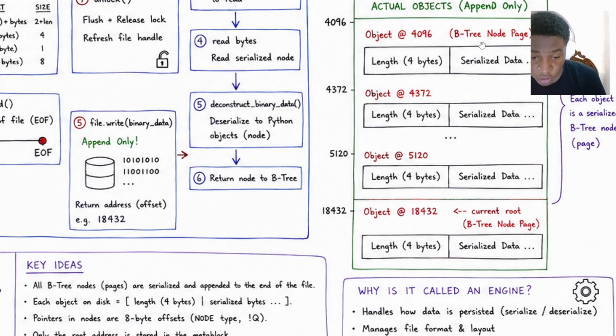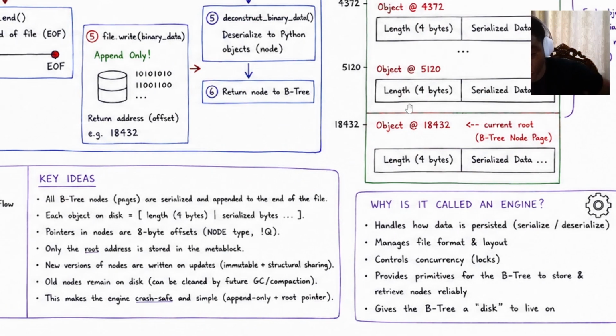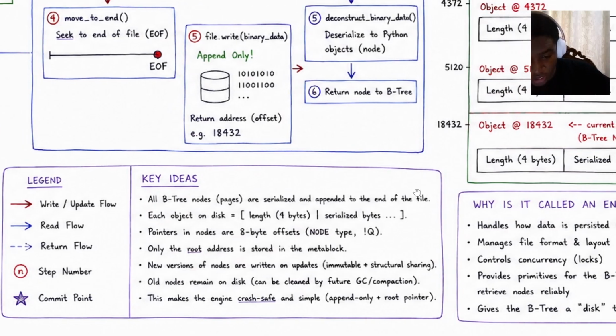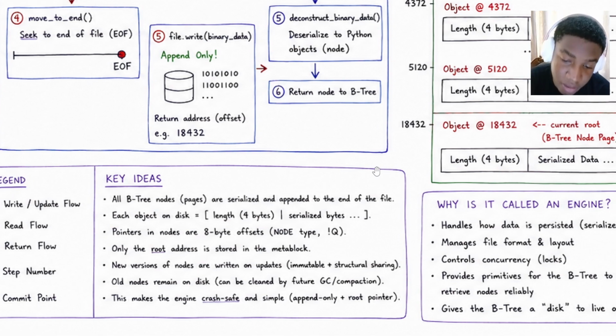Basically, all B-tree nodes or pages are serialized and appended to the end of the file, and this is how each object on disk looks. A length of 4 bytes, which is the length of the serialized bytes, because the engine cannot guess how many bytes we should read. Before we read any bytes, we first read the length of the actual bytes from a 32-bit unsigned integer, which is 4 bytes, deserialize it, take the number of how many bytes we should read, and then read from there.